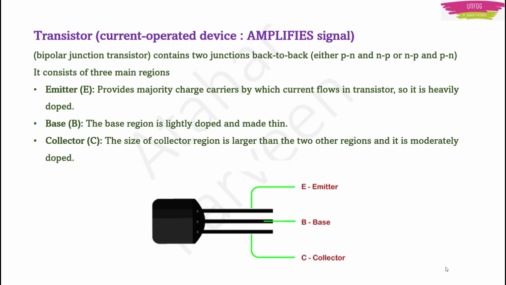Then base region, you denote it by capital B. It is the thinnest layer in this transistor and it is very lightly doped. And collector C will be moderately doped. Between the emitter and base, you can say it is moderately doped. And then the collector has a larger region than emitter and base in the transistor.